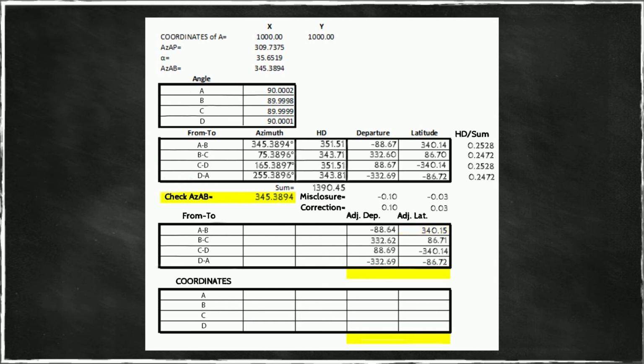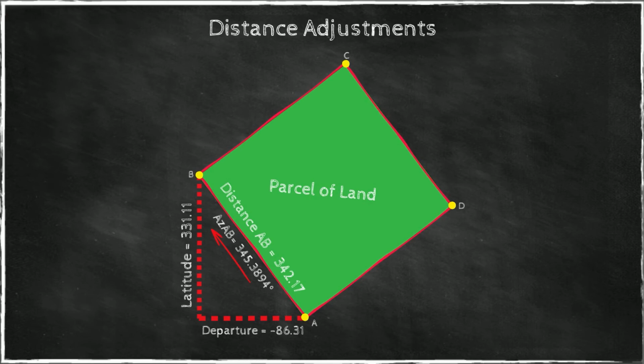Now, if I add up my adjusted departures, I should end up getting a total sum of 0, which is correct. It's an important check. I repeat that for my latitudes, and I have a check. Now, if I want to calculate the x-coordinate of point B, I just take the x-coordinate of point A and I apply the departure. In this case, it's negative.